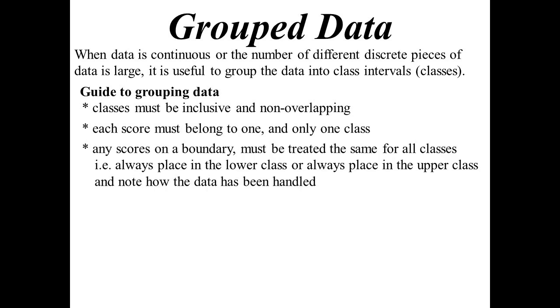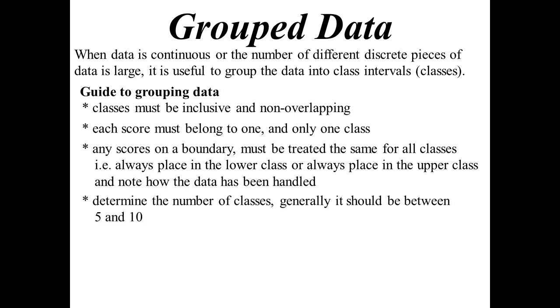Any scores on the boundary must be treated the same for all classes. So for instance, if you always place it in the lower class or always place it in the upper class, then that's how you've got to do it for every class. And make a note of how you've handled the data. Determine how many classes you want to make. As a general guideline, between 5 and 10 classes.